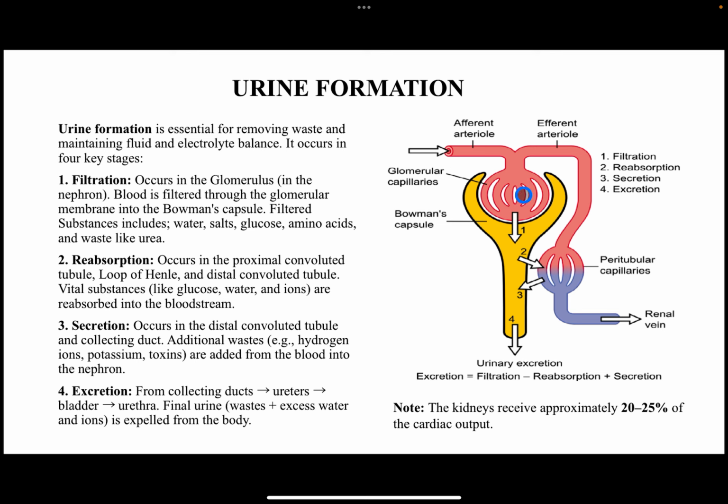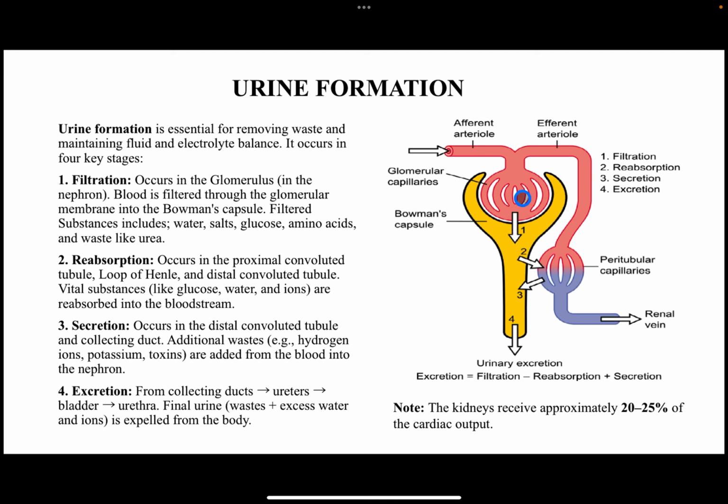The first process of urine formation is filtration, and filtration occurs over here in the glomerulus of the nephrons. With filtration, the blood is filtered through the glomerular membrane, the glomerulus, into the Bowman's capsule. That is the first process of urine formation. Once the blood gets here, we don't call it blood, we call it filtrate. That is what we call filtration.